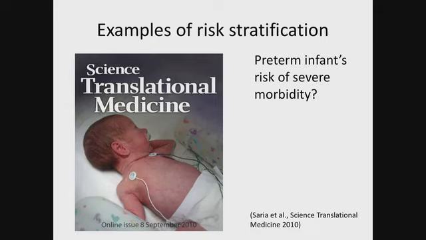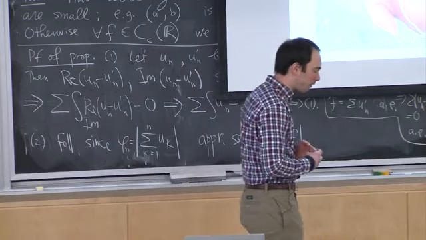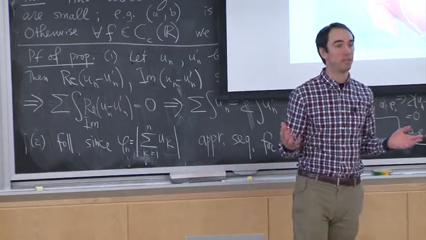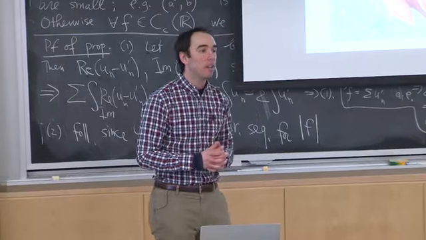The first example is that of predicting an infant's risk of severe morbidity. So this is a premature baby. My niece, for example, was born 3 months premature. It was really scary for my sister and for my whole family.